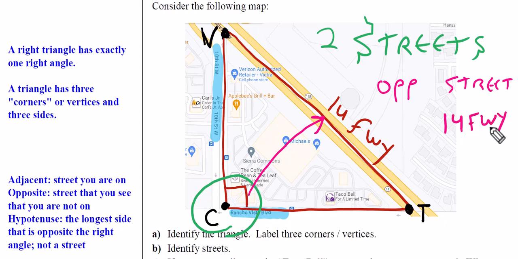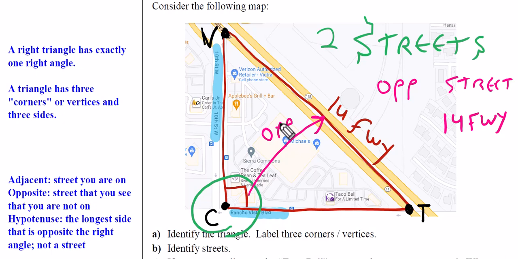So do you see the problems that we run into when we stand on the right angle corner? First, there isn't just one street that I'm on. There's two, and that's problematic. And then the other thing that's problematic is when I look opposite, right? When I'm looking for the opposite street, there isn't an opposite street. There is this freeway, which doesn't make sense with the name of the game.